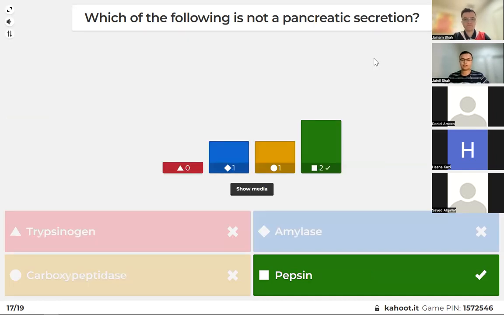All right. So I believe pepsin is secreted by cells in the stomach. I think it's the chief cells of the stomach that produce pepsinogen. Is that right, Jainam? Yeah. Okay. And that's why pepsin is going to be wrong. Everything else is made by the pancreas, so that's why it's included there. So we'll move on to the next one.